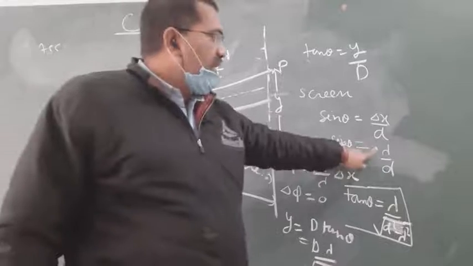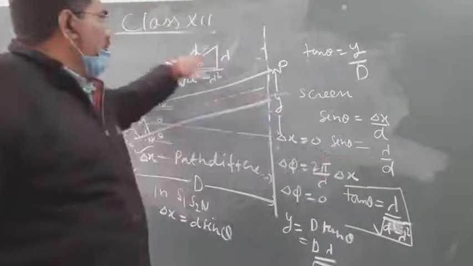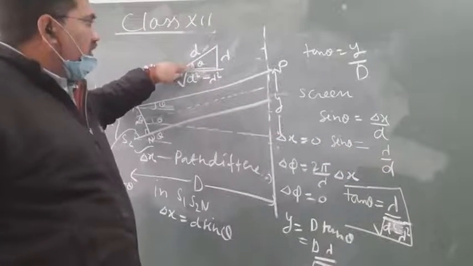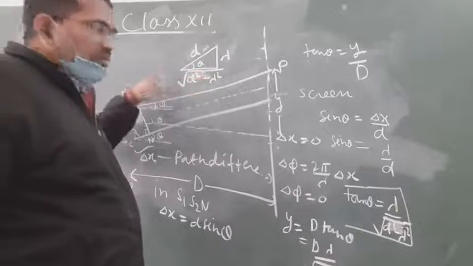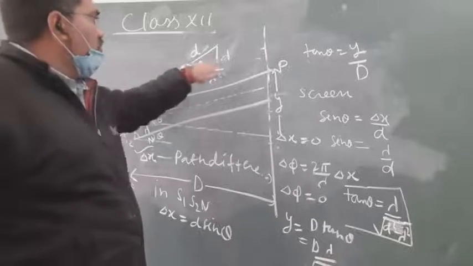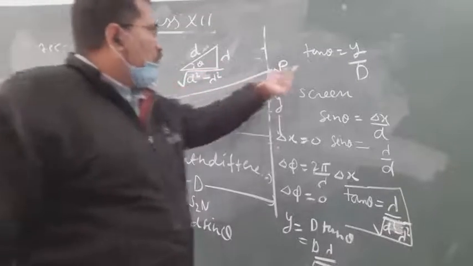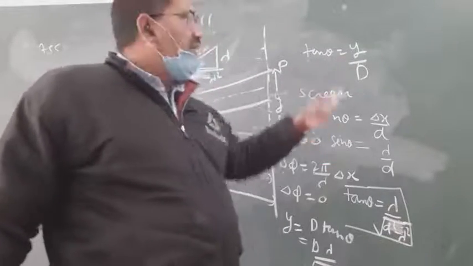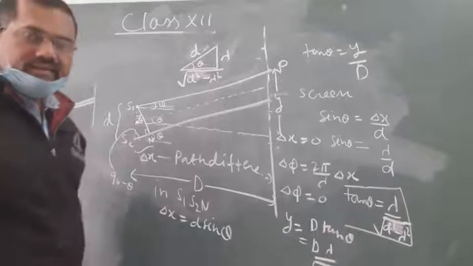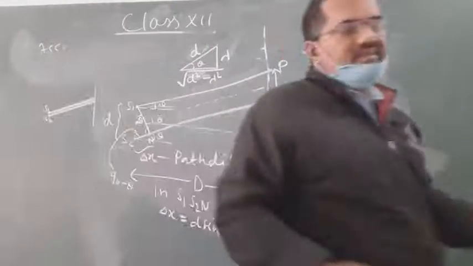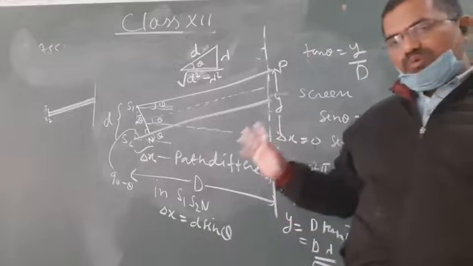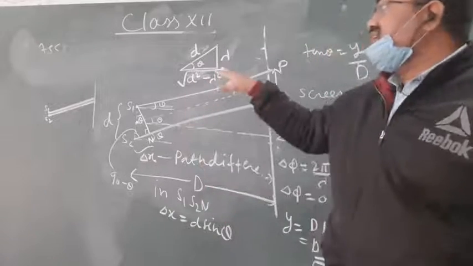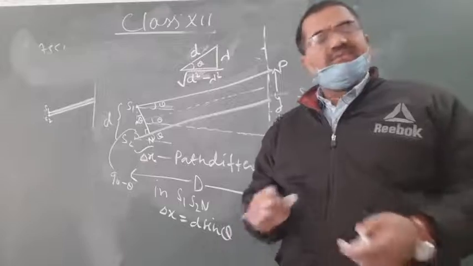Sin theta equal to perpendicular upon hypotenuse. So tan theta will be d square minus lambda square under root. So tan theta equal to perpendicular upon base. Put this value here, then you can find out y, isn't it? So this is the formula for path difference between two waves when the first assumption is taken, that is small d is much smaller than capital D.